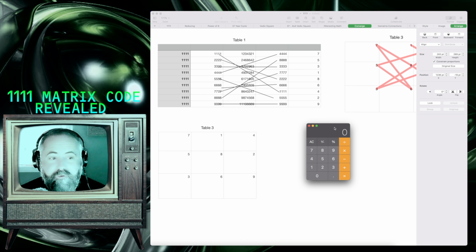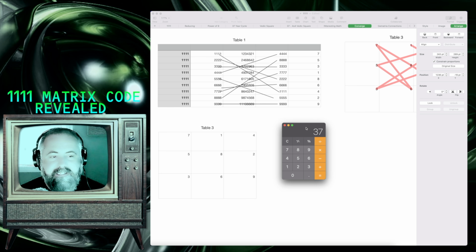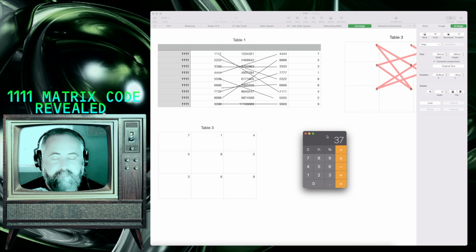Now, the number 37 does the same thing, but there's a catch. The 4-digit numbers have to be exactly the same number. So 1111, 2222, 3333, 4444, and so on. It has to be the exact same number. The 4 digits have to be exactly the same.